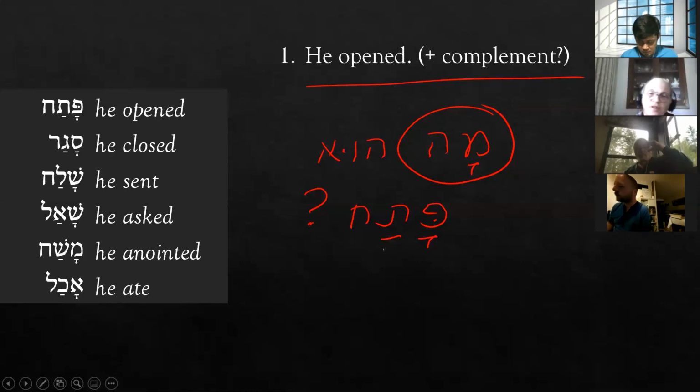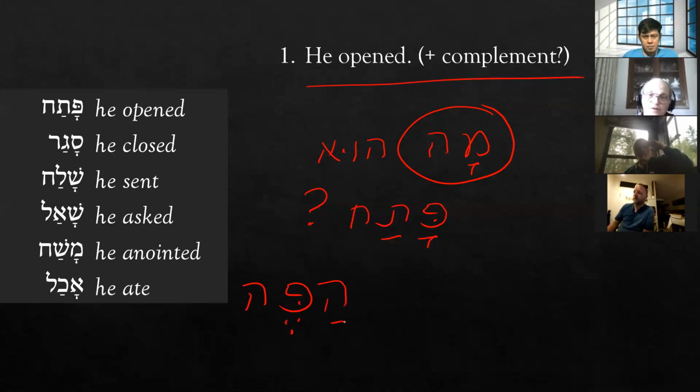The word for mouth is pe. That would be patach et pe. Hu patach et hapeh, he opened the mouth. You don't really need to say his mouth. In fact, most people in modern Hebrew would not say hu patach et piv. Piv is the way you say his mouth. It's kind of funny, but that's how you say piv.